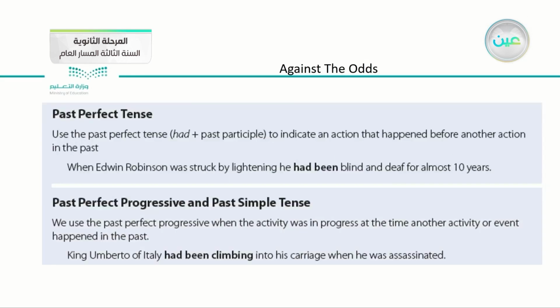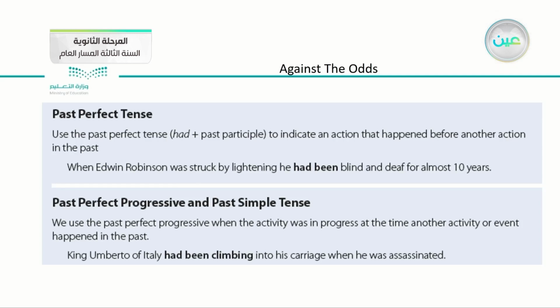After that, we talked about the past perfect tense. And we said that the past perfect tense is used when we talk about an action that happened before another action that happened in the past. For example, when Edwin Robinson was struck by lightning, he had been blind and deaf for almost 10 years. So we have two actions after each other in the past.